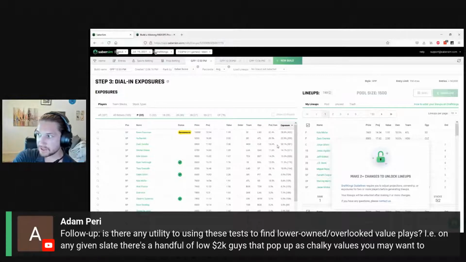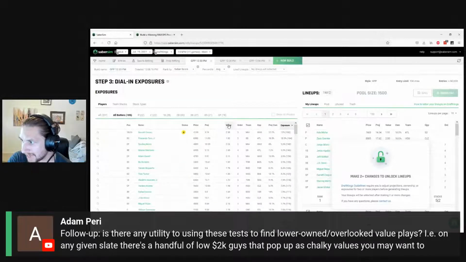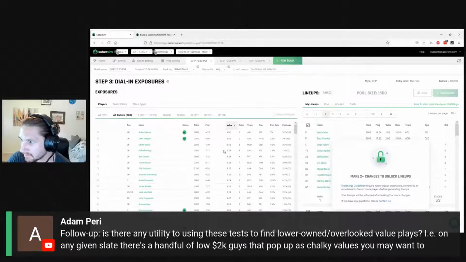So maybe Greinke or someone isn't being owned enough, right? But let's go ahead and look at this. Maybe a good way to do this would be to just sort by value and look at what our significant value plays are. So yeah, you are seeing this effect, right? Cole Calhoun is exactly as I described. He's a ridiculous value play, 4.62.